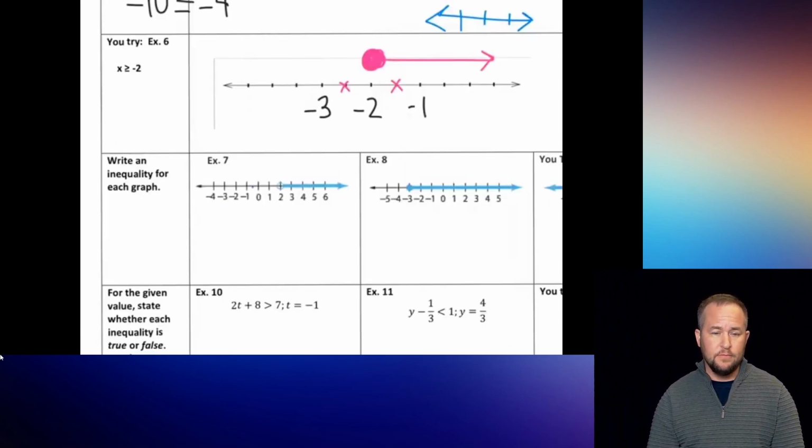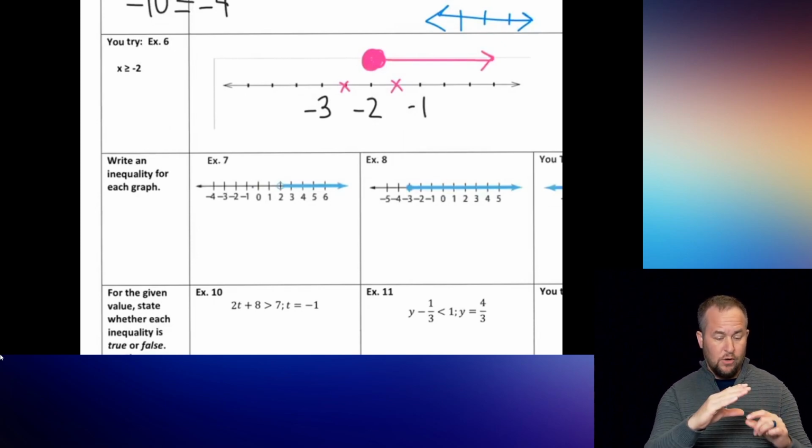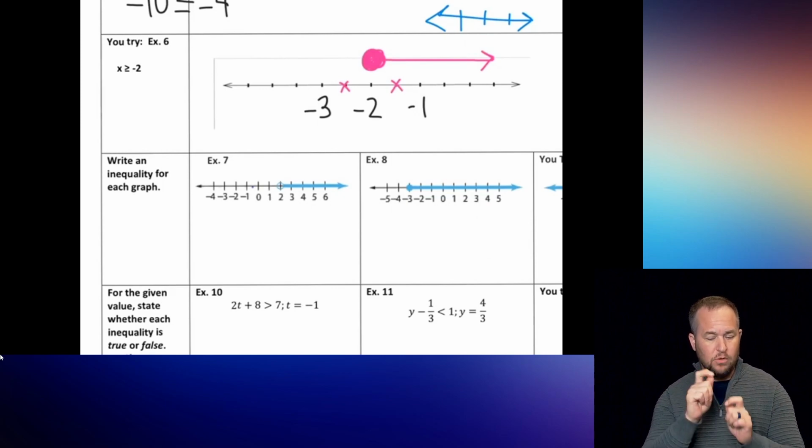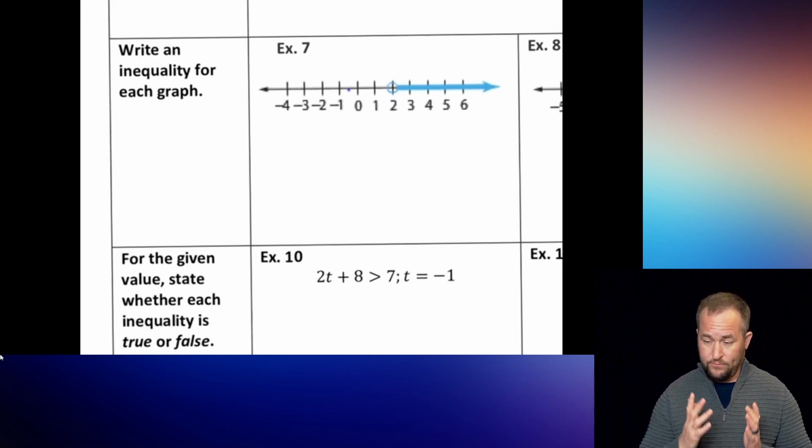All right, so in this You Try, we have x ≥ -2. I know that x is greater than or equal to, meaning it is a closed dot, and I'm shading to the right.